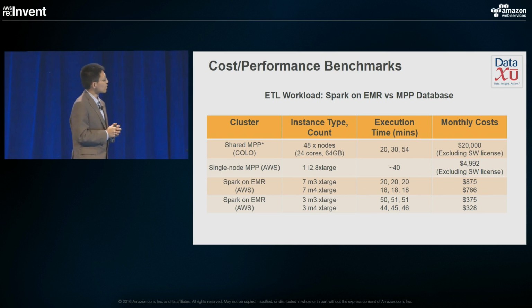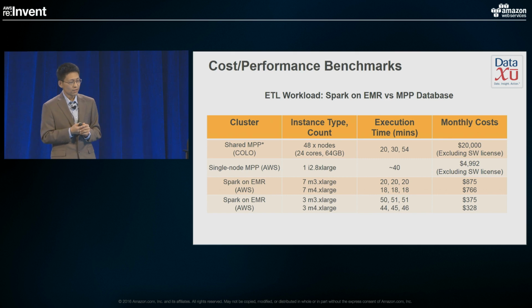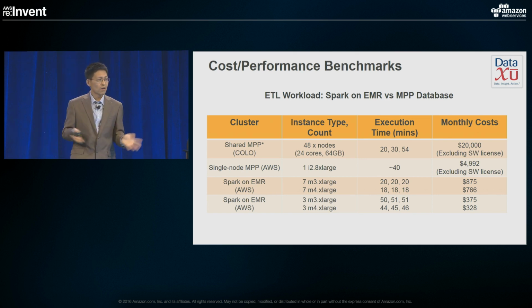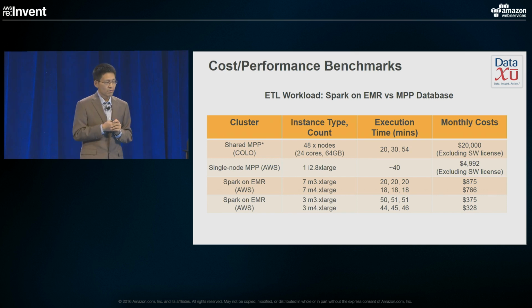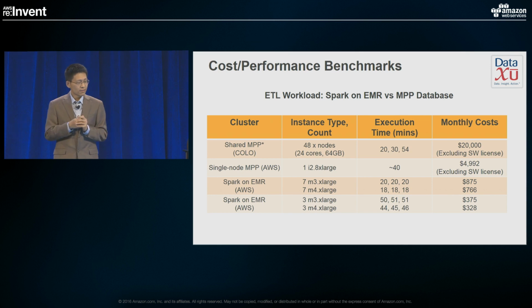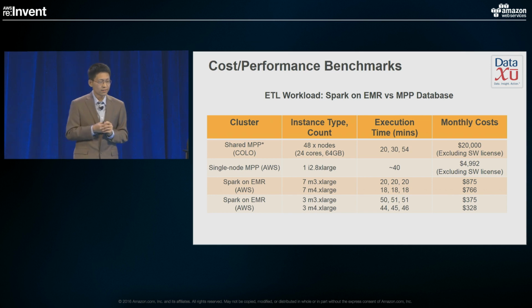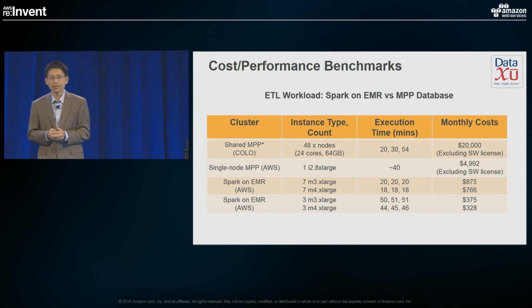So in this slide, I'm going to show you some of the cost performance benchmarks. You're looking at the 3 scenarios. The MPP running in colo. You can see it's a large installation, 48 nodes, and we have multiple of them. Then we have the single node MPP running in AWS, and then we have Spark running on EMR, running on different cluster size and instance types. I'll let you chew on these numbers, but I'll just quickly point out some key findings here.